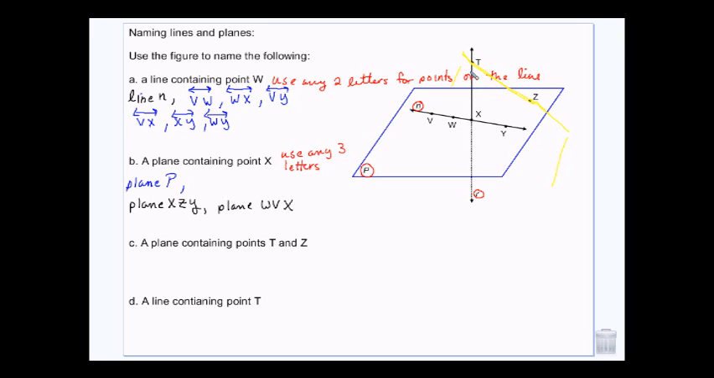So now in order to name it, T is on line R, Z is not. To find my third letter, I have to have a letter that's on the same line as T or on the same line as Z. There's no line coming through Z, right? So I'm going to use X. So I'm going to call this plane TXZ, or I could call it TZX or XTZ. The letter order doesn't matter on these.